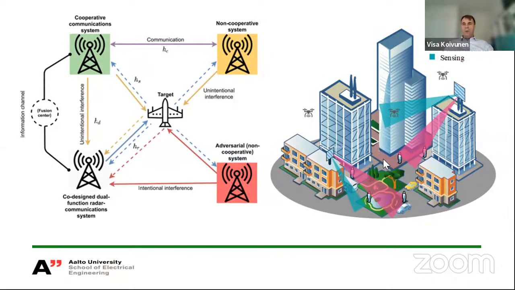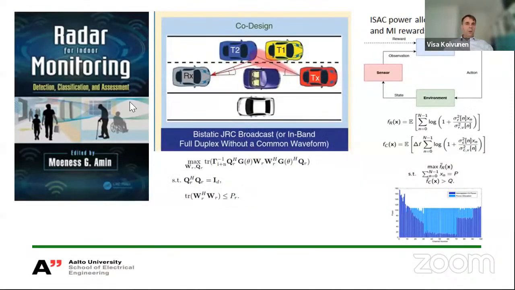And here's an example of a vehicular application where the cars would have sensing and communication capabilities. Intelligent reflective surfaces could also be used in this context to make the propagation environment more favorable, along with different types of platforms for sensing. And this is an example of where these systems are used for monitoring human motion, from a book edited by Moeness Amin, and there are some nice examples there.